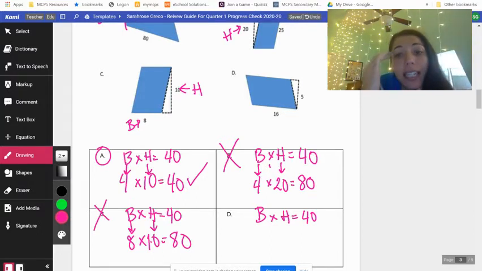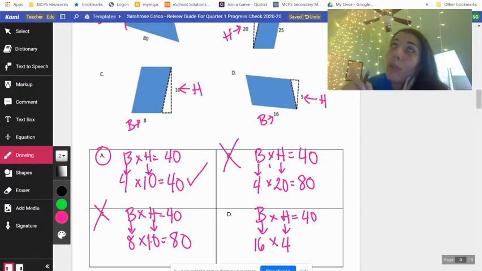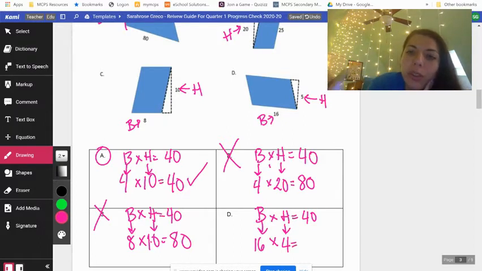And then for letter D, it looks like 16 is my base. And it looks like 5 is my height. So let's plug them in. We get 16 for B, and 16 times 4. I'm going to tell you what, I know 6 times 4 is 24. It's probably not equal to 40, but I'll solve it anyways.